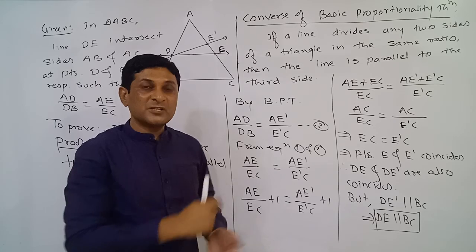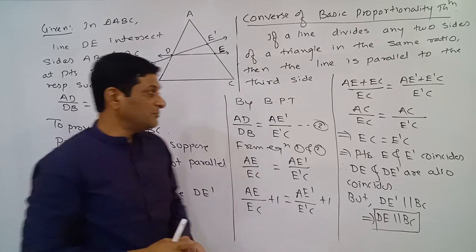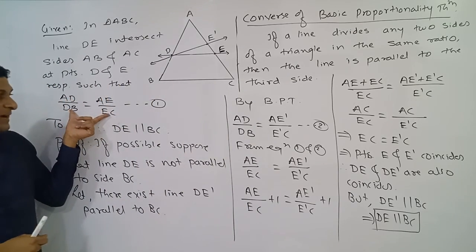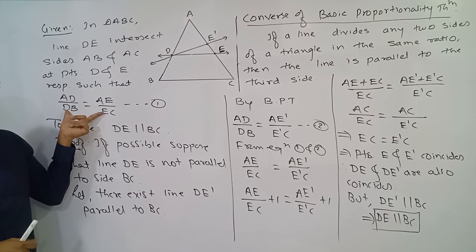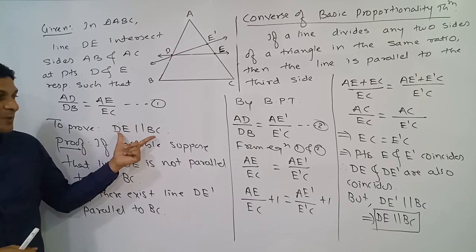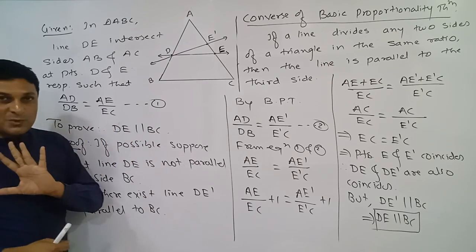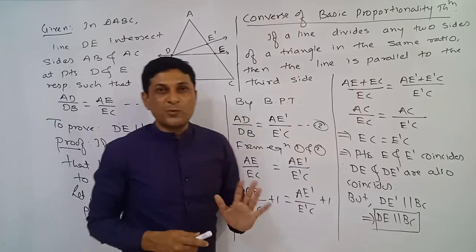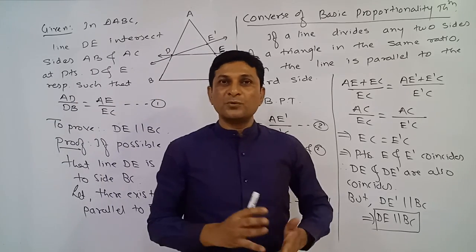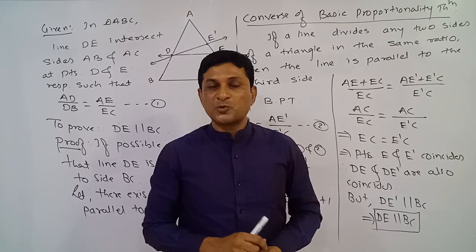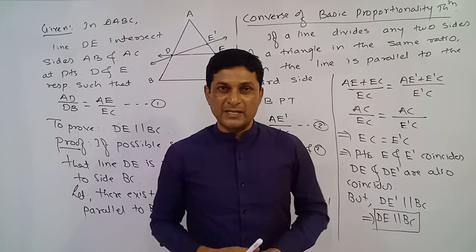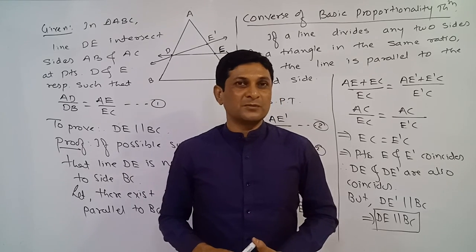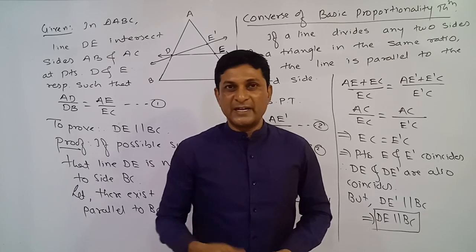And the converse of the basic proportionality theorem says that if a line divides two sides of a triangle in equal ratio, then that line is parallel to the third side. So in this way, we have proved two important theorems, and using them, we have to solve the examples from the next exercise. So in the next video, we will solve the examples from the second exercise.